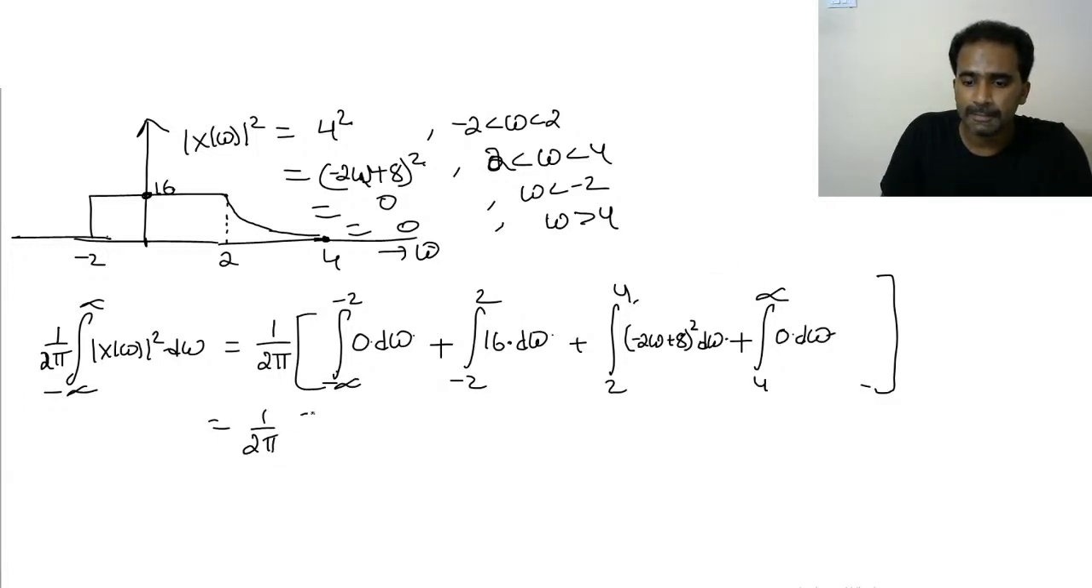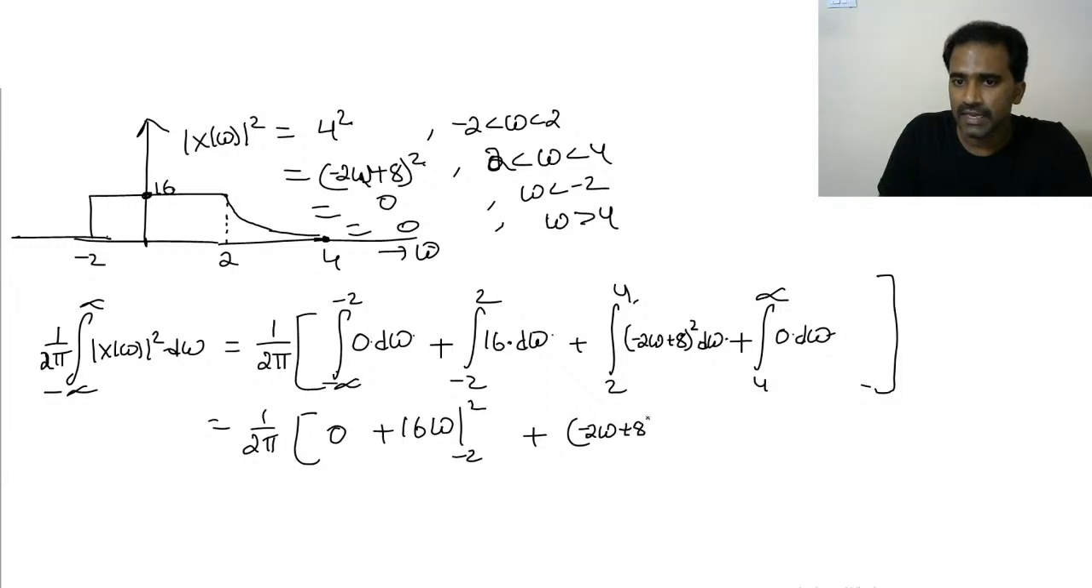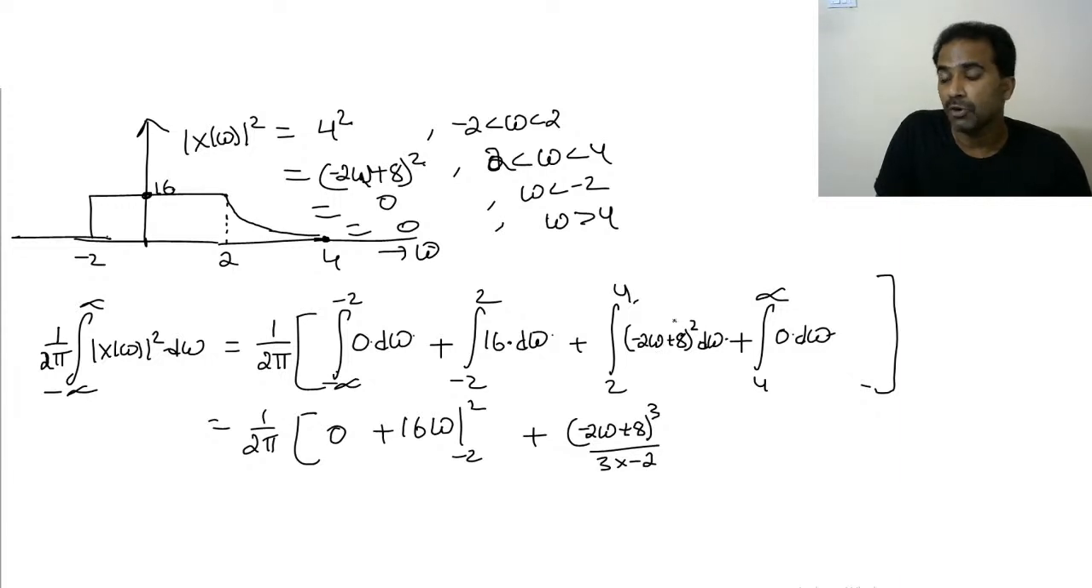It is 1 by 2 pi. So this part becomes 0. And what is the integration of this part? 16 integration is 16 omega. Limits are from minus 2 to plus 2. Plus integration of this part is (minus 2 omega plus 8) whole cube divided by 3 into differentiation of the inside part, which is minus 2. I'm just doing simple integration here. For some ax plus b whole square, the integration is (ax plus b) whole cube divided by 3 into differentiation of the inside part in the denominator. And limits are from 2 to 4.